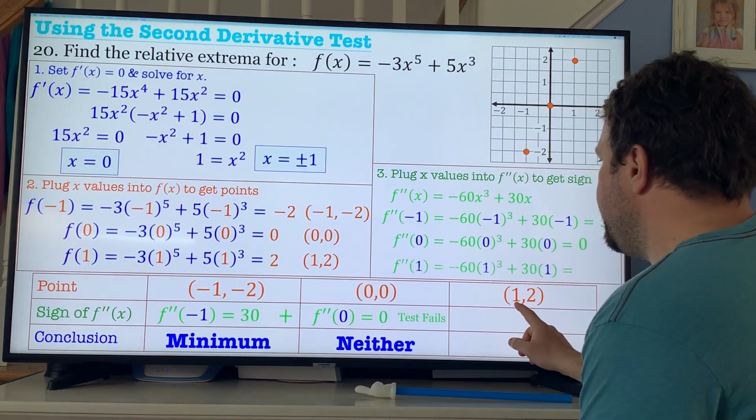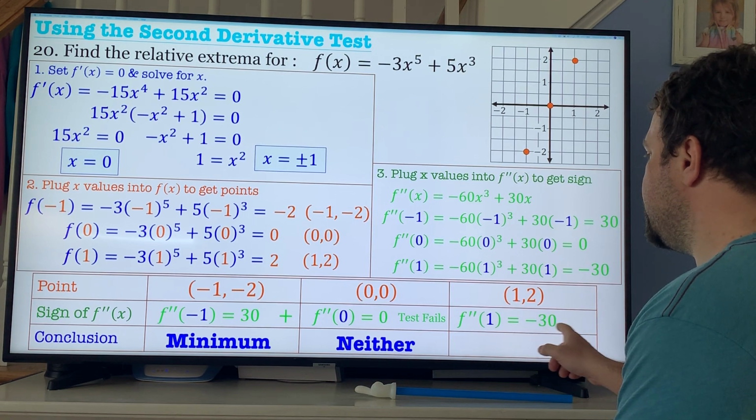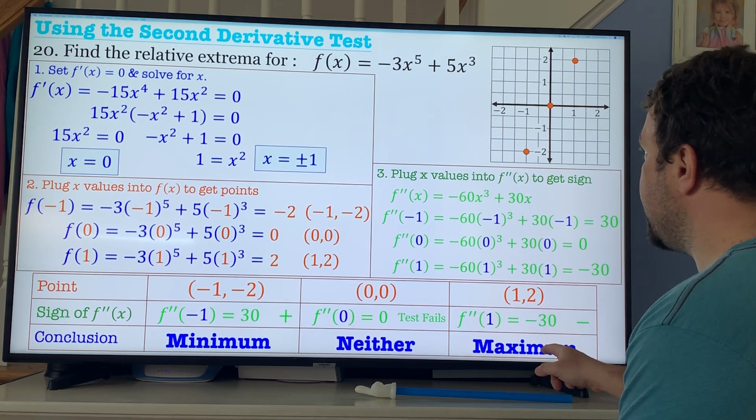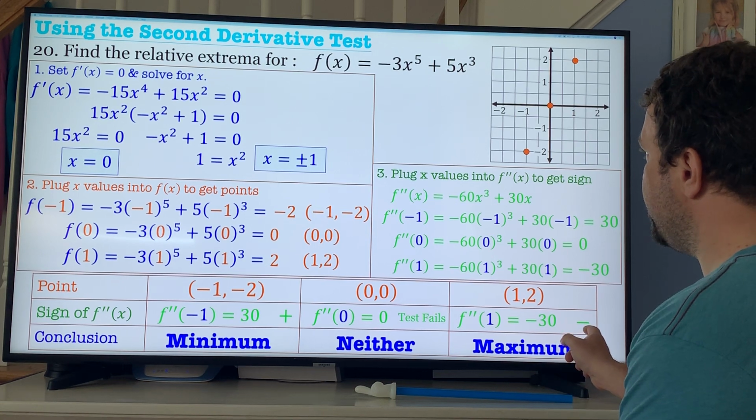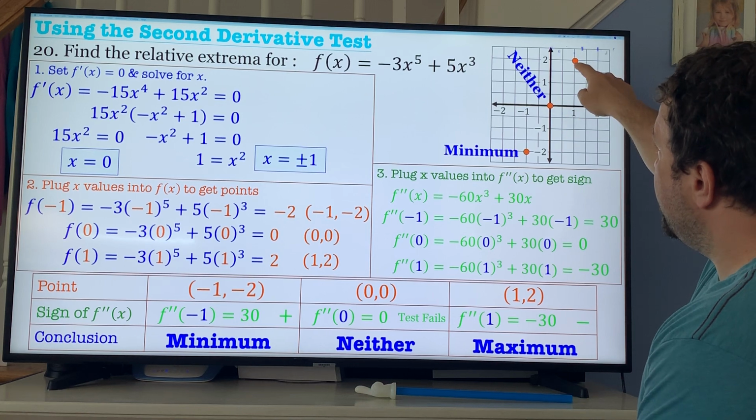Pick your point 1, you get a negative number. All right, -30 is negative, so negative number means it's a maximum. Okay, because that's concave down. Now, if I looked at my actual graph, I know that's a minimum, that's neither, and that's a maximum.